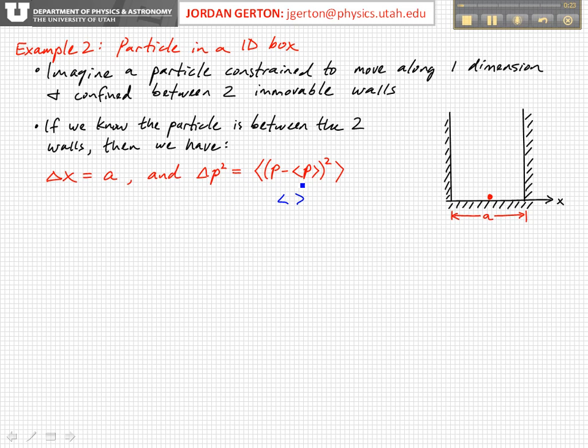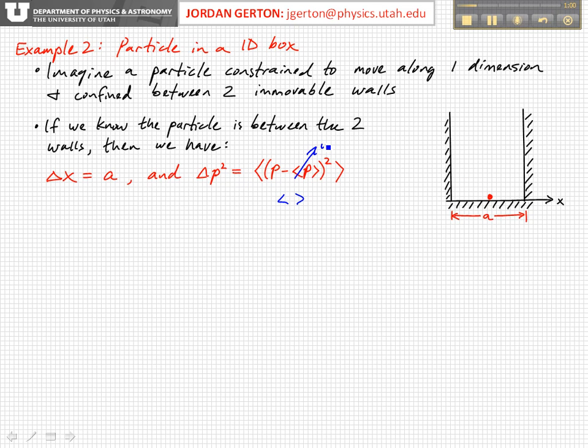Now, in general, the average value of the momentum can be any value. For example, the box could be moving to the right, in which case this average value would not be zero. But if we assume that the box is stationary, that is, the walls aren't moving, then there's no reason for the particle to prefer to move to the right or to the left. So the average value of the momentum, if you make many measurements at many given times, should be zero.